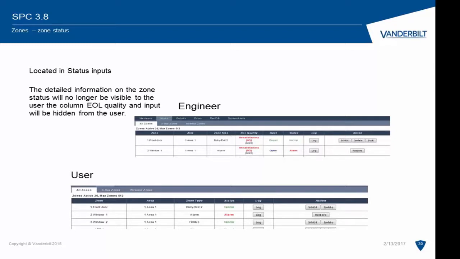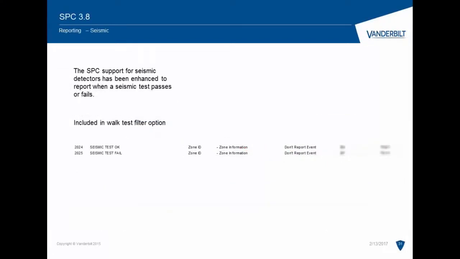However, this was also visible to the user, and it caused a few questions why zones were noisy or occasionally unsatisfactory. So this information was always intended for engineers. That information has now been completely removed from the user. So when they log in, they will not see EOL quality anymore. There is no way to alter this also.